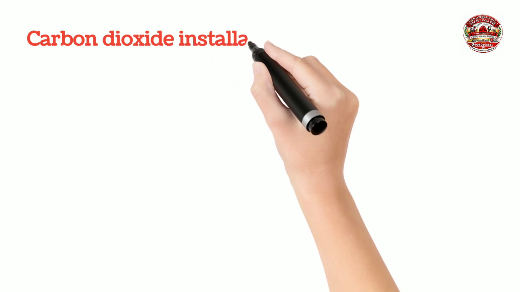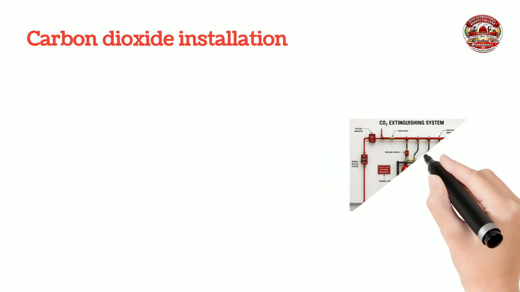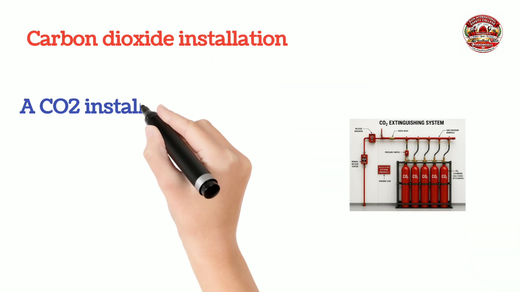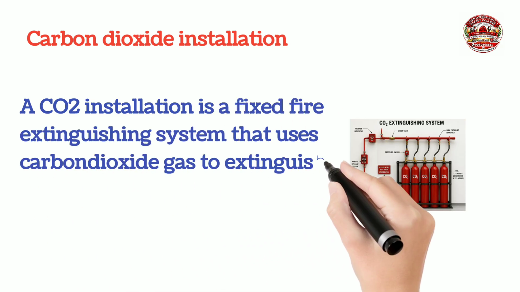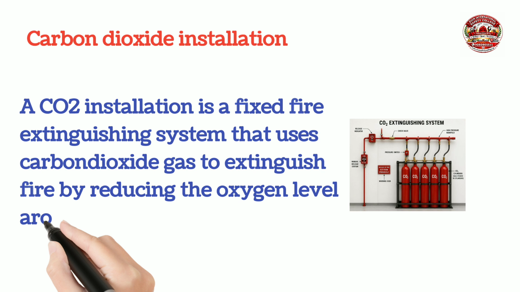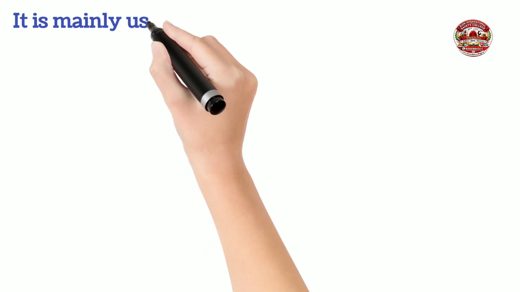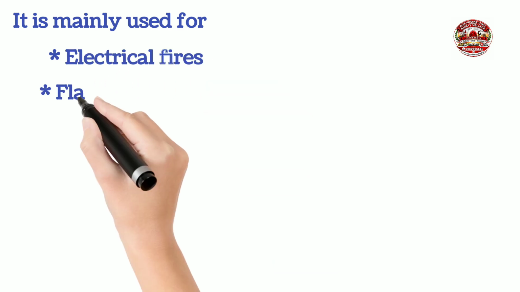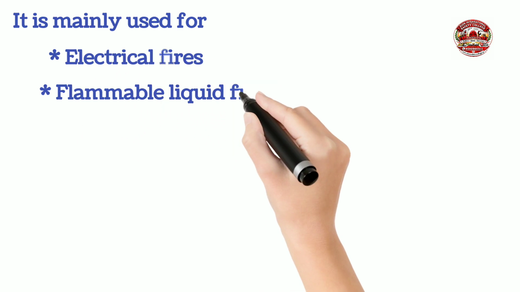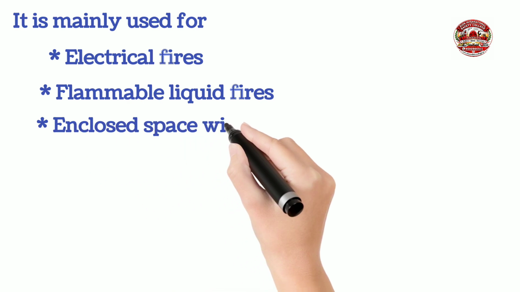Carbon dioxide installation. A CO2 installation is a fixed fire extinguishing system that uses carbon dioxide gas to extinguish fire by reducing the oxygen level around the fire. It is mainly used for electrical fires, flammable liquid fires, and enclosed spaces with valuable equipment.